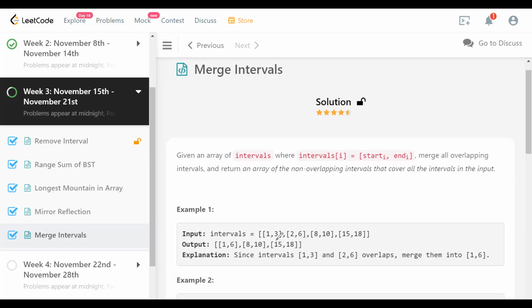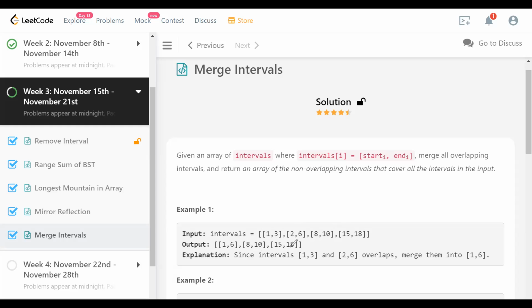The first one starts at 1 and ends at 3. The second one starts at 2, which is before the first one ends. So that's going to be overlapping with the first. That's how the first two intervals are going to be merged into 1 to 6, right? And the third one doesn't overlap with the previous one, and the fourth one doesn't overlap with the third one. So they are all disjoint, so they are going to remain as they are. So that's why the resulting set of intervals is going to be only these three, right?